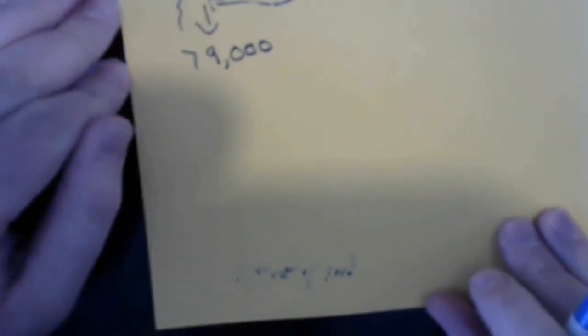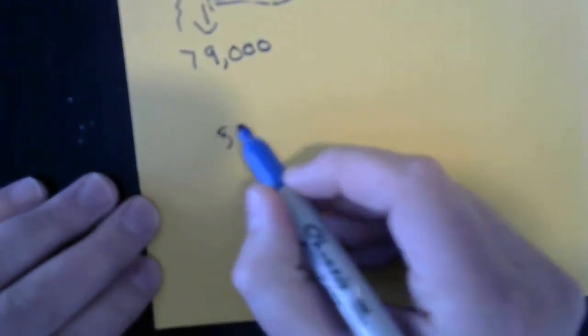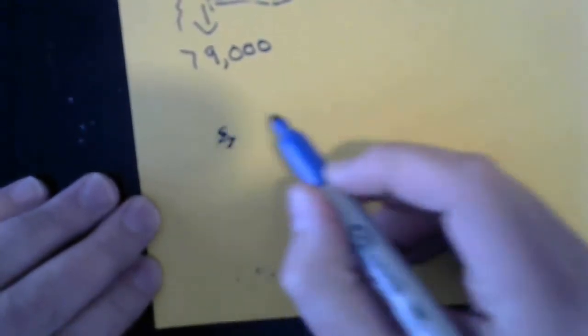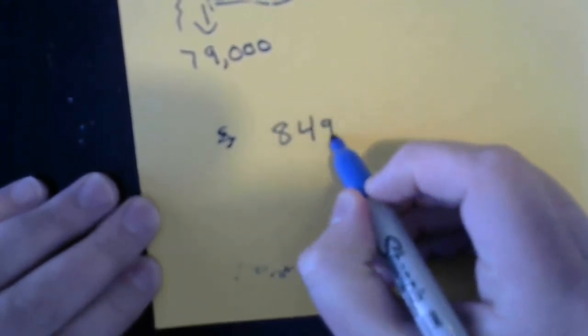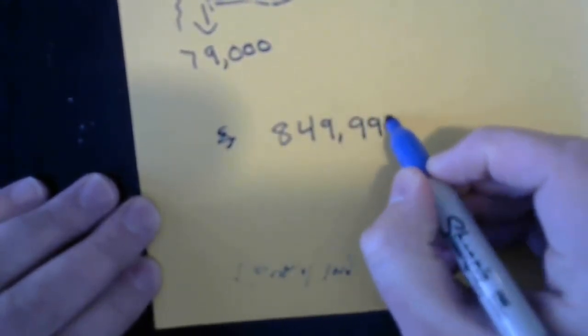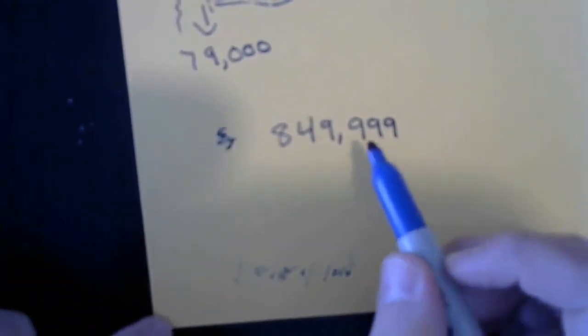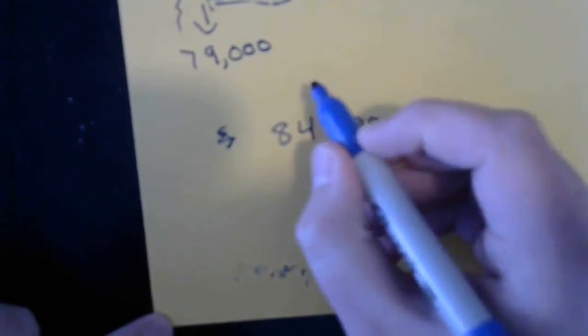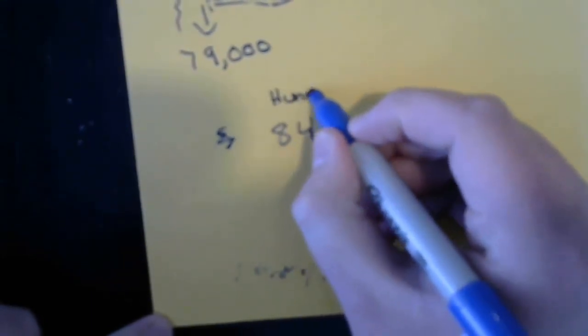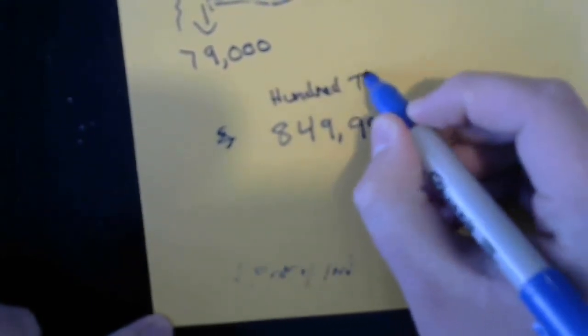let's say that I had 84,000. Actually, let's do a big one. Let's do 849,999. And let's say that I'm rounding that to the nearest 100,000s place. So I have 100,000 above.